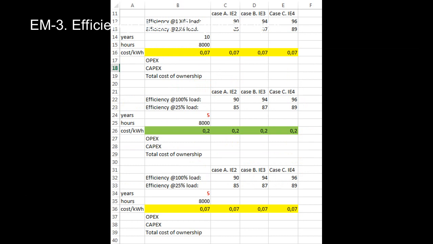Then the same table can be copied in Excel, and you can create a series of tables where you may have different years of operational lifetime, either 5 or 10 years according to the exercise description, and you can have the different cost of energy, 0.07 and 0.2. So by having the results in the 4 tables, you will have all the variants covered and you will be able to make your conclusions.